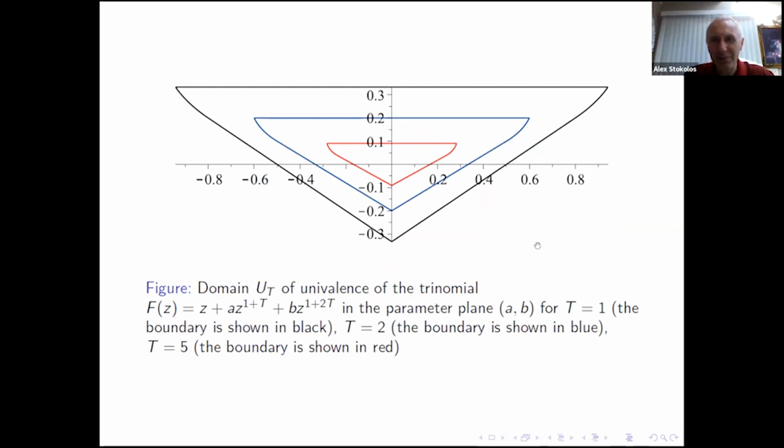All the pictures I've seen before are really nice and impressive, but this is the simplest one. These are domains for the coefficients A and B such that this trinomial is univalent. For different t, the larger t is, the smaller the domain is. This is t equals 1, this is t equals 2, and this is t equals 5. And they are similar to each other.